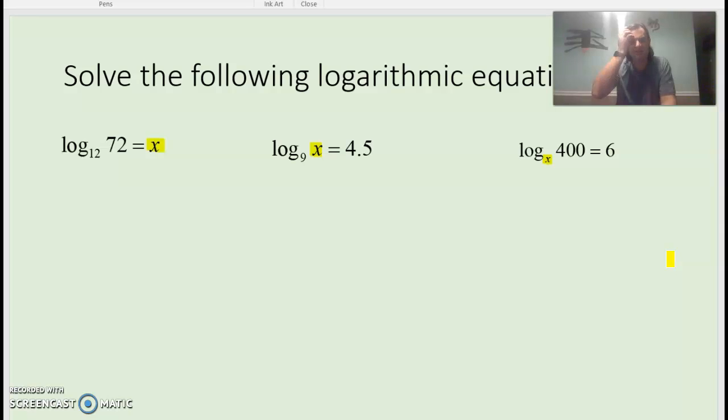So the first one, log base 12 of 72 equals x. So if we're solving for x, x is already by itself. But we have no idea what log base 12 of 72 is. So we want to put it in our calculator and see what that number looks like. It's not base 10, it's not base e, so we're going to have to use that change of base formula. So it would be log of 72 over log of 12 equals x, and then I'm going to put it in the calculator.